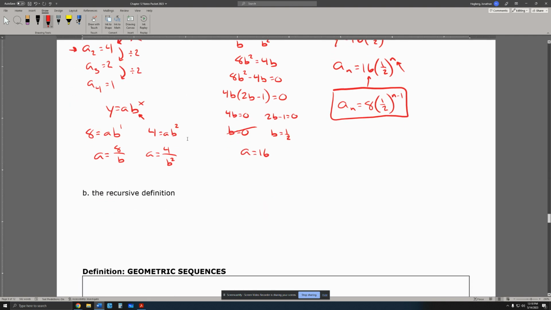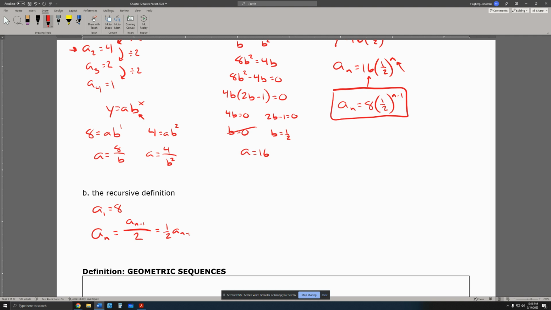The recursive definition is a little bit more straightforward. Any given term in the sequence, actually we need to define our first term. So again, a1 is equal to 8. So then an is equal to the previous term, a sub n minus 1, divided by 2, or multiplied by a half. Either of these representations are acceptable.